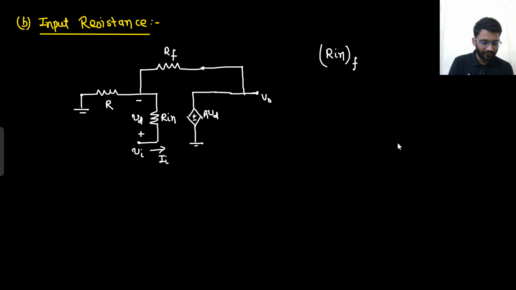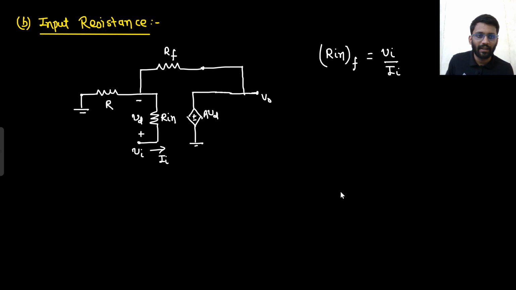So for the input resistance, I am calling it R in with feedback. Should I call it R in with feedback? Because if I call it R in, the same name is there, so I cannot call it R in. So I am calling it R in with feedback. This is what I need to find, and that is V in by I in.